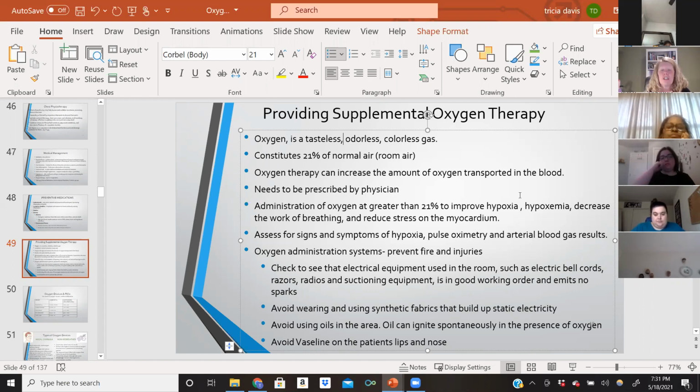You want to avoid using oils in their area. Oil can ignite spontaneously in the presence of oxygen. And you want to avoid Vaseline on the patient's lips or their nose. So some patients will say, my nose is so dry, it's breaking out, it's really raw, I need some Vaseline. No, it can cause a fire. We can add humidification to their oxygen, and that helps moisten their nasal passages so that they don't get a bloody nose. And then we can use chapstick or something like that for their lips, but no Vaseline.